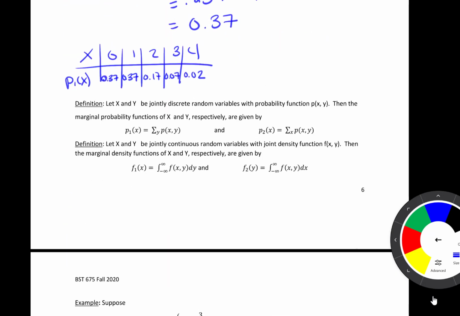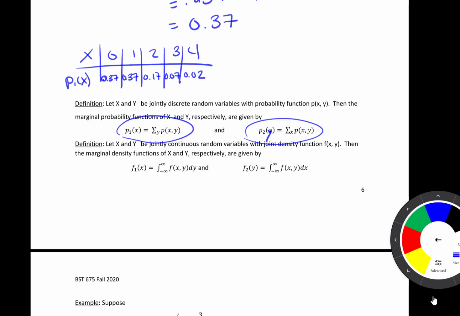So let x and y be jointly discrete random variables with probability function p of x, y. Then the marginal distributions of x and y are respectively given by the following. Notice what we're doing to find the marginal of x is summing over the possible values for y, and then to find the marginal distribution of y, we're summing over the possible values of x.